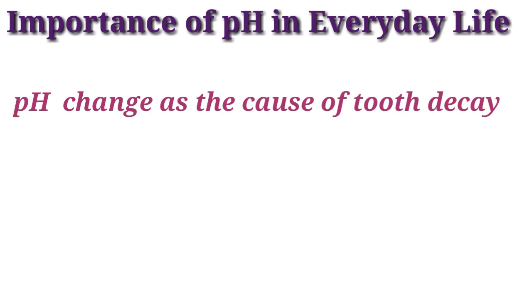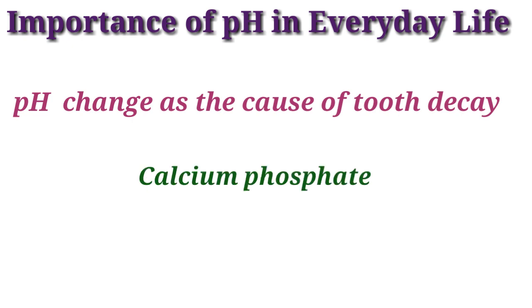Next one, pH changes as the cause of tooth decay. Tooth decay starts when the pH of the mouth is lower than 5.5. Tooth enamel, made up of calcium phosphate, is the hardest substance in the body. It does not dissolve in water, but is corroded when the pH in the mouth is below 5.5.